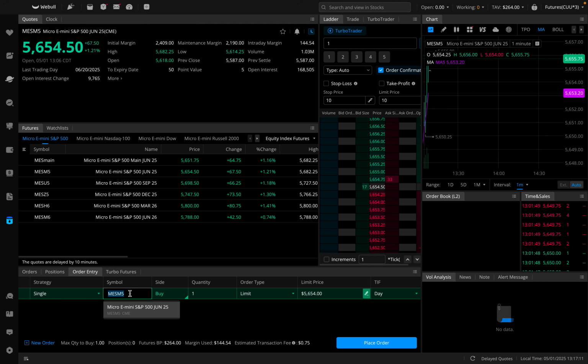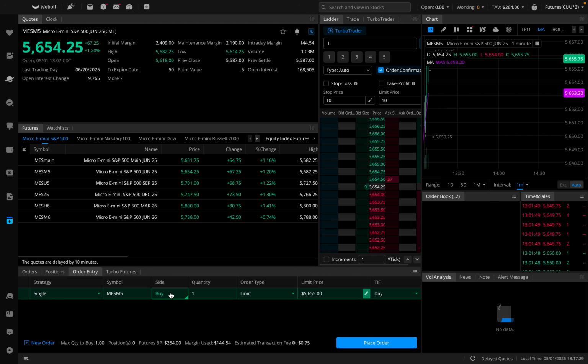And you can click on here and search for something else, right? So if you wanted instead MESU5, we can do that and select it from here. So you can use this to search up something else if you want. But again, let's just stick with this one here.